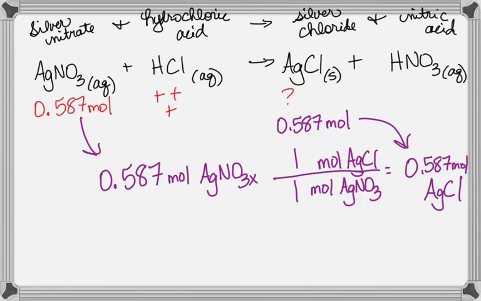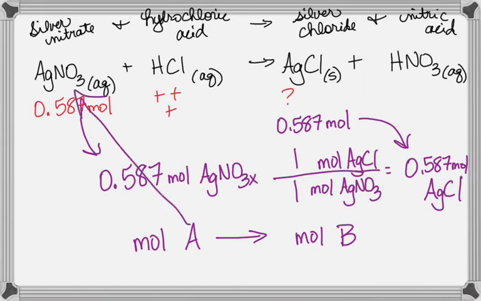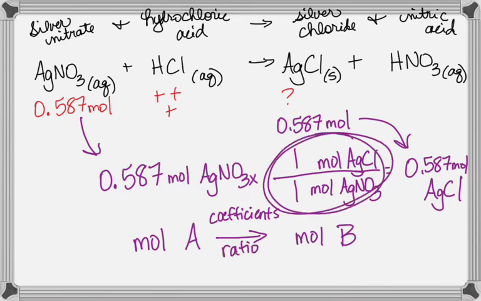So in this scenario, we're going from moles of one thing, I'm going to call it A, whatever you're given in the problem, to moles of B, whatever you're asked for. In this example, A is the silver nitrate, B is the silver chloride, and how you go from moles to moles is to use your coefficients from your balanced equation. Coefficient ratio. That's what this is. It's a ratio of your coefficients.